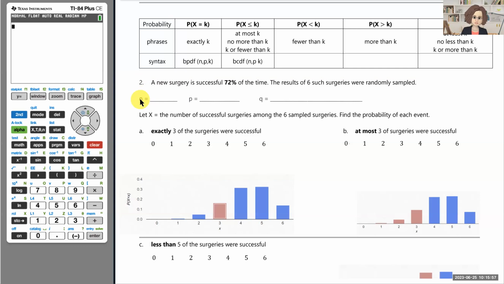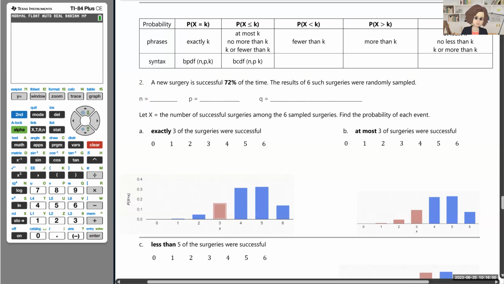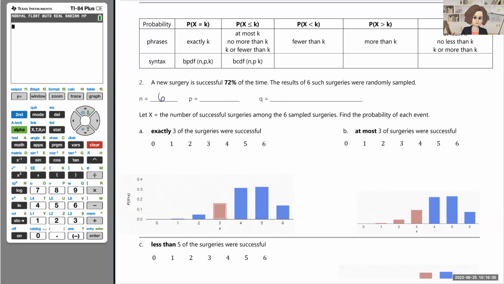So let's talk about this binomial experiment. So we have 6 as the number of trials, and then 2 possible outcomes, success and failure. So lowercase p there, the probability a surgery is successful is 72% or 0.72. And q then would be the probability a surgery is a failure. So q is the complement of p. So q is 1 minus p. So 1 minus 0.72, that will be 0.28.